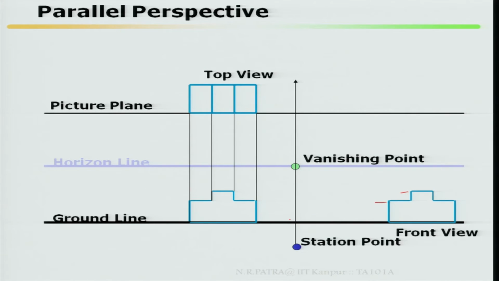Then once you get the vanishing point, join the vanishing point to the different edges. I join it, I join it, I join it. That means the entire picture, what is the reason?